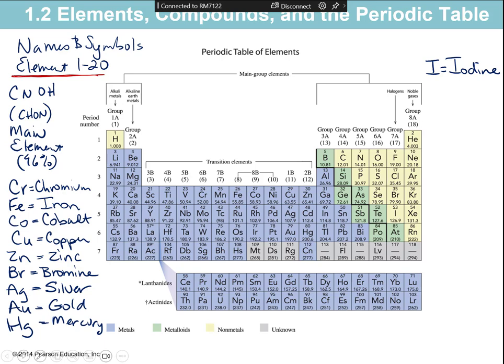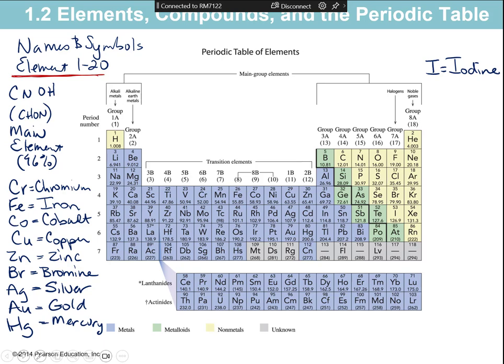Okay. Then 19 and 20 are on that third row. K is potassium, because that's another Latin term, which is kalium with a K. If someone has hyperkalemia or hypokalemia, elevated or low potassium levels, that's where that name comes from, because that K comes from its Latin term. And then calcium is Ca. So that's 1 through 20.